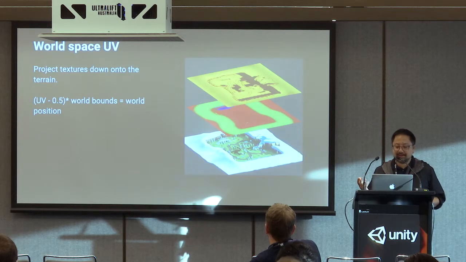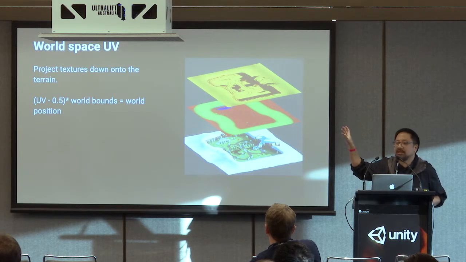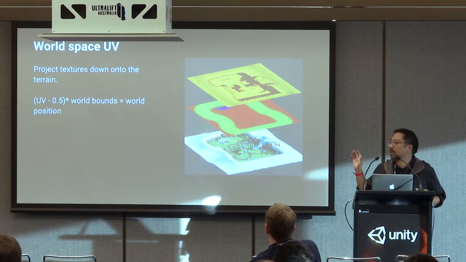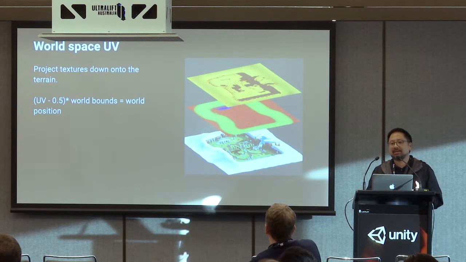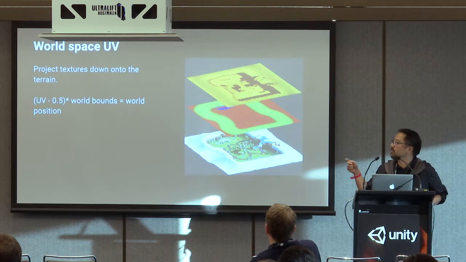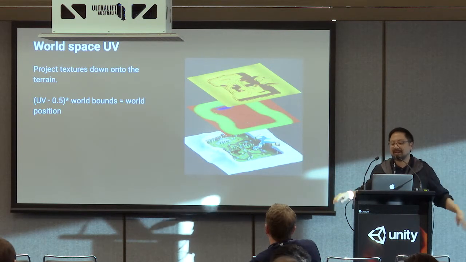So if you didn't understand exactly, this is how it happens with the texturing. It's basically a one-to-one mapping from the texture to the actual physical world. So if you took the UV coordinates, minus 0.5 because UVs go from 0 to 1, and you multiply it by these world bounds, you get the actual world position in the texture. So just think of it as if you had a big projector and you're just projecting that texture down.